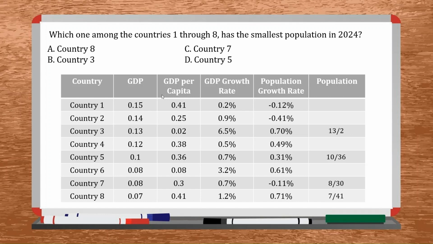So 8 by 30 would be around midway. So it would be around 25, 26%. So this is country 5 and country 7 almost have the same values. Now let's consider country 8.